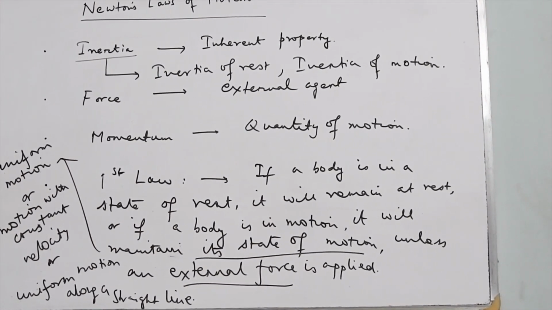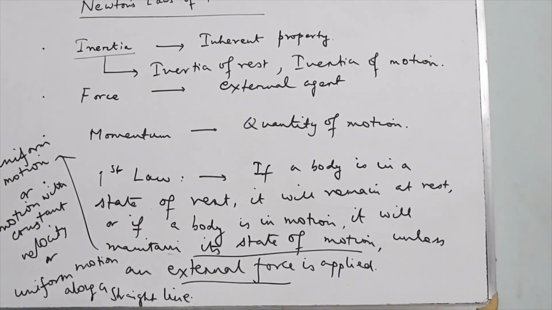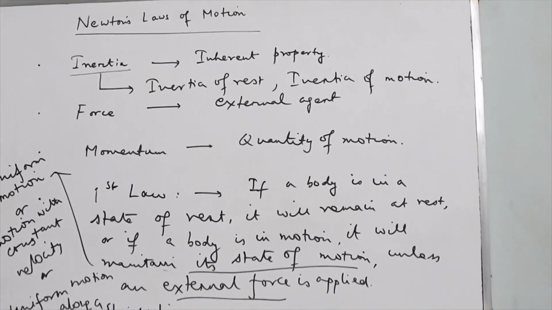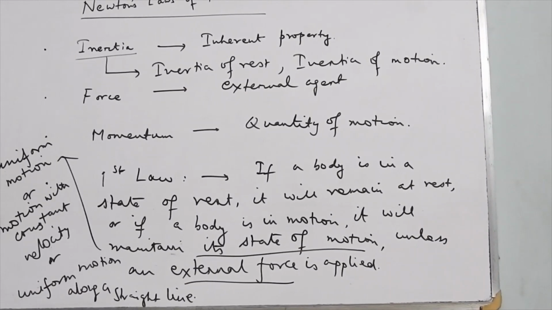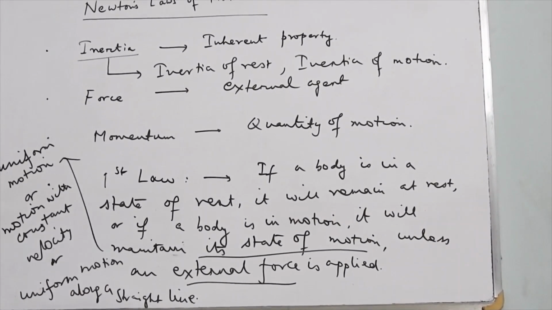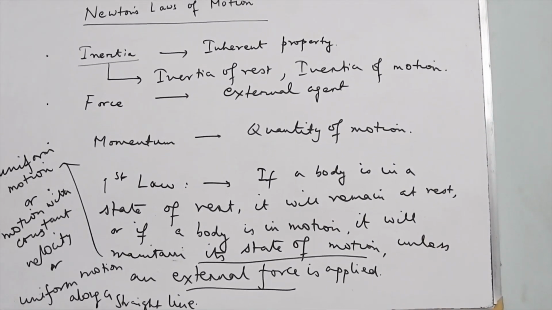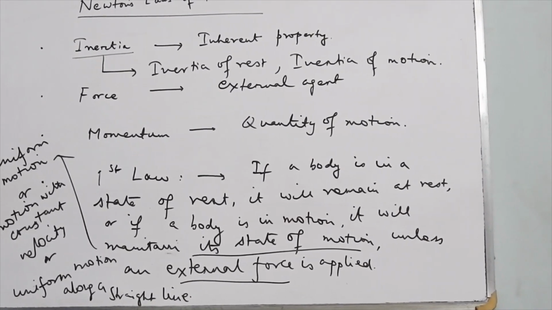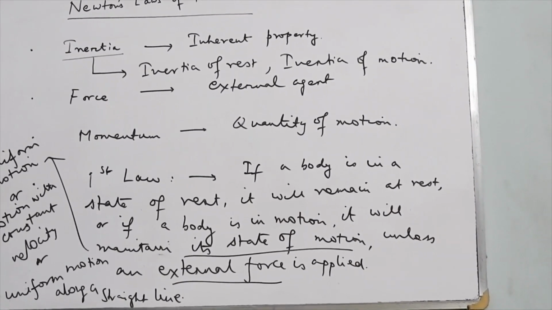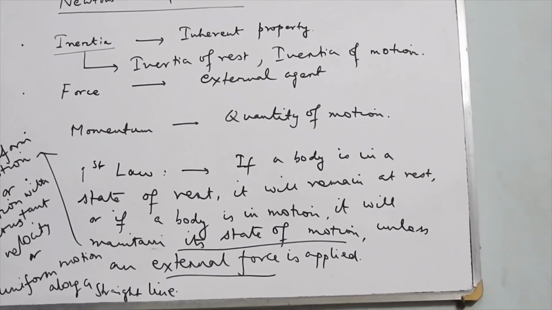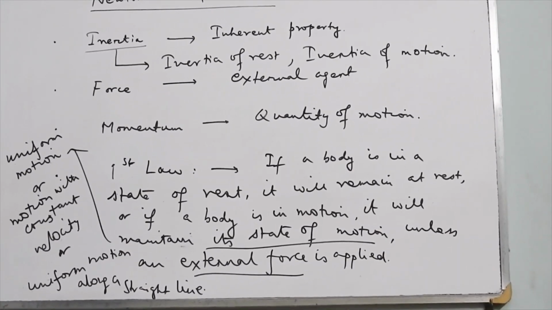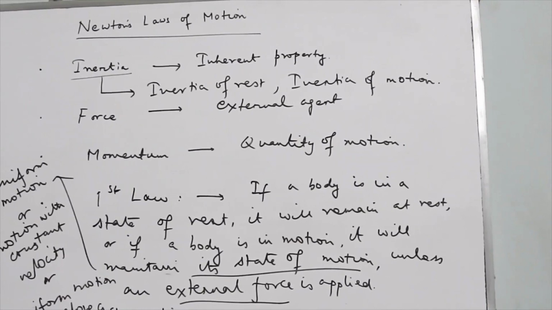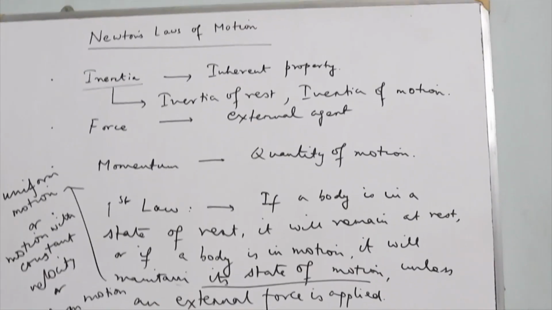Once we apply an external force, definitely the velocity does not remain constant. It might accelerate, it might get retarded, and so you cannot say it is inertia of motion. So inertia of motion is nothing but the state of motion whereby the object is maintaining a constant velocity. That means it is in uniform motion along a straight line. That means it is not accelerating, it is not retarding, it is maintaining its constant speed also, you can say.